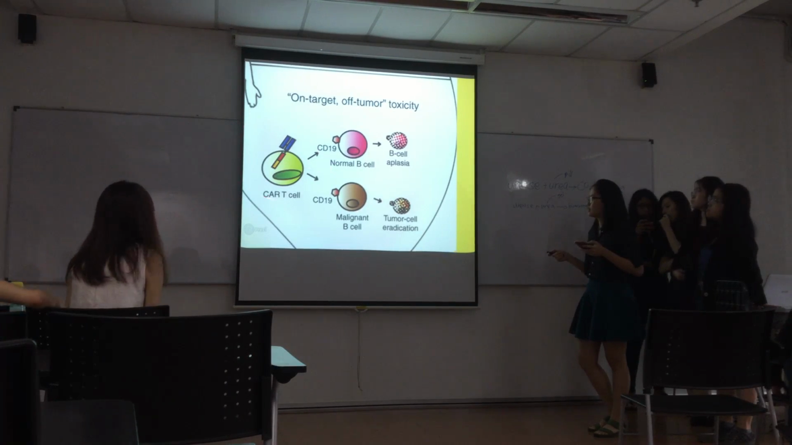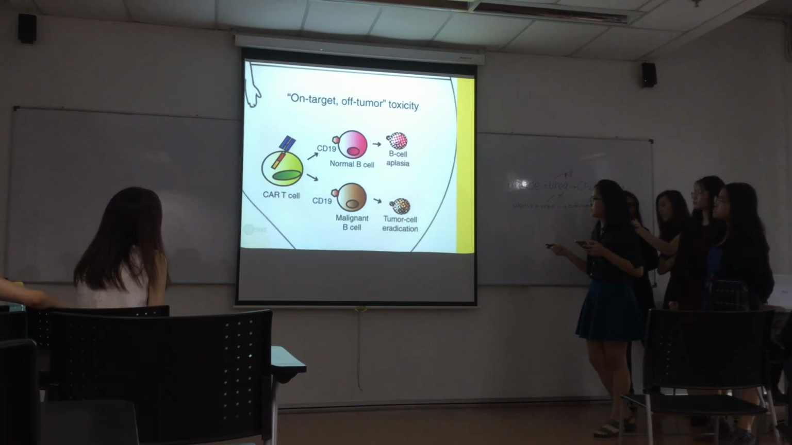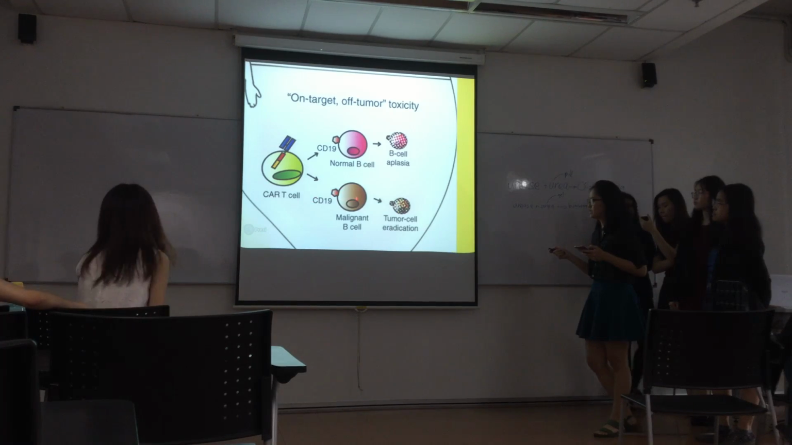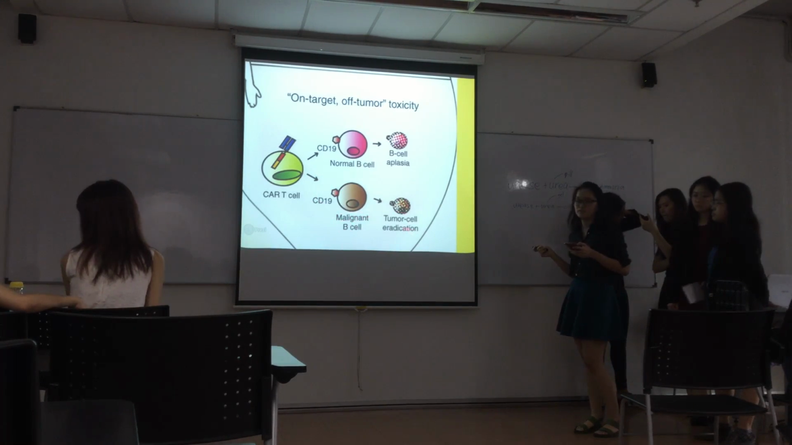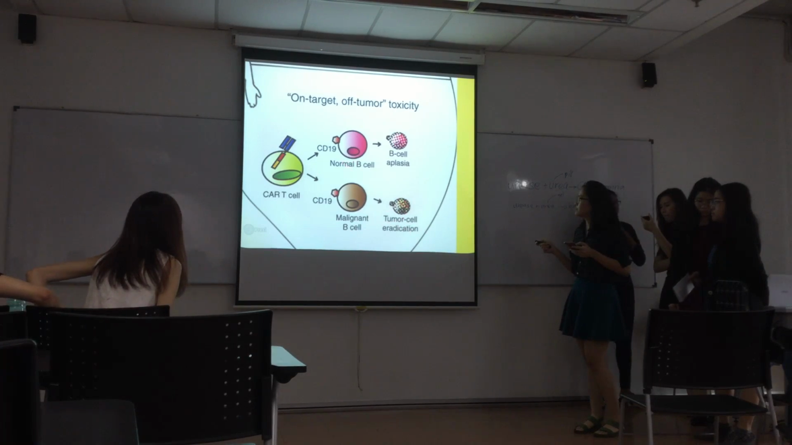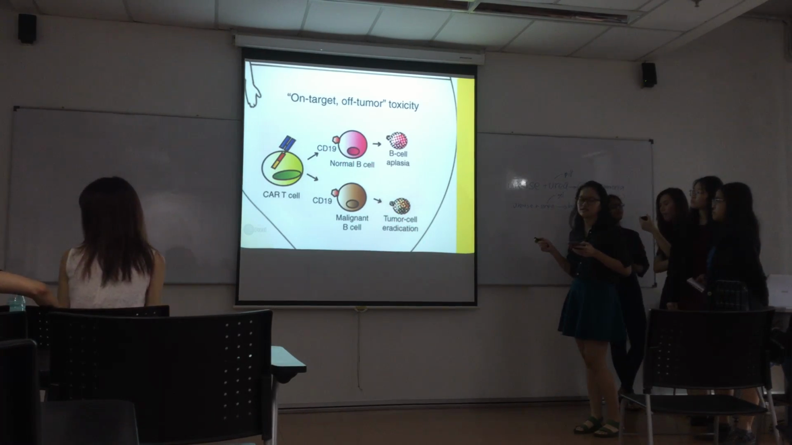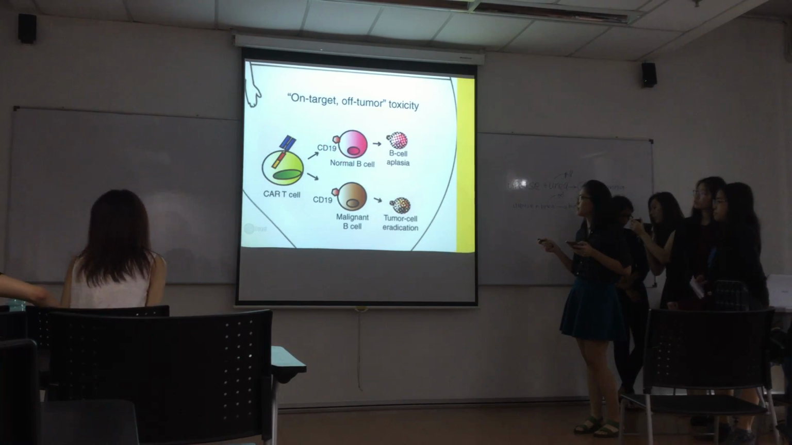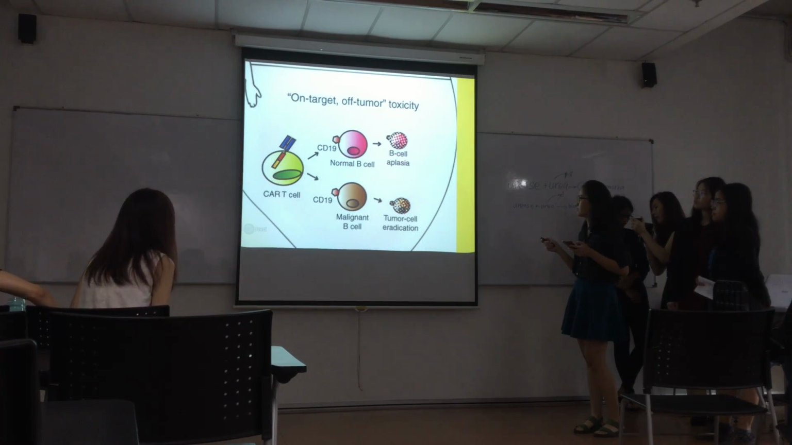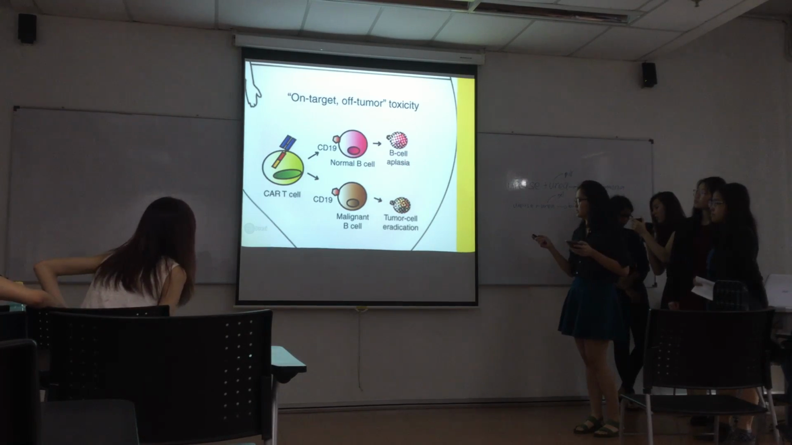Next, on-target off-tumor toxicity. We want the CAR T cells to work in this way: target the mesothelin on the malignant T cells, B cells for example, and kill the tumor cells. But the normal B cells also express the mesothelin, so it will bind to the mesothelin of the normal B cells and cause B cell aplasia and may cause death.